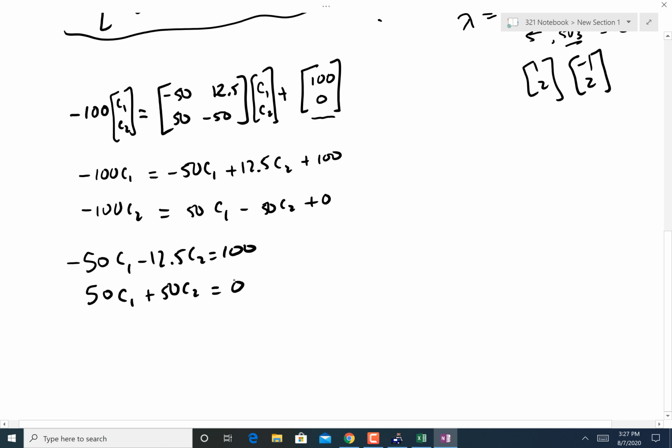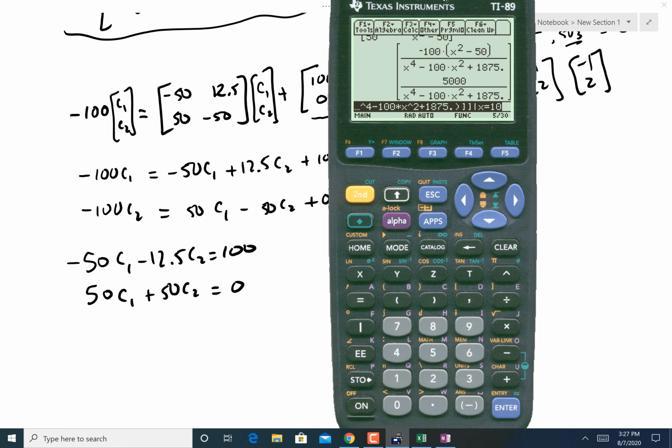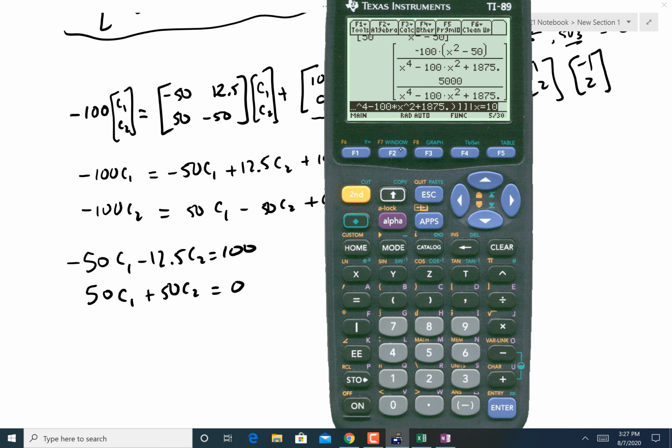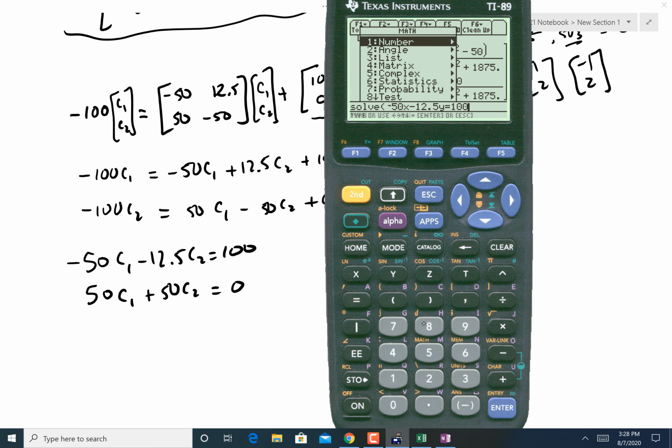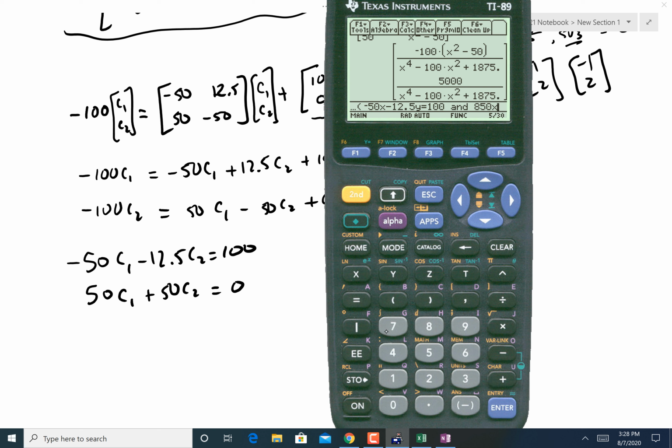I think that's good. Now I'm just not feeling it today, so I'm going to cheat if you don't mind. I don't care if you do, I'm doing it anyway. So solve negative 50x minus 12.5y equals 100 and 50x plus 50y equals 0, for x comma y.